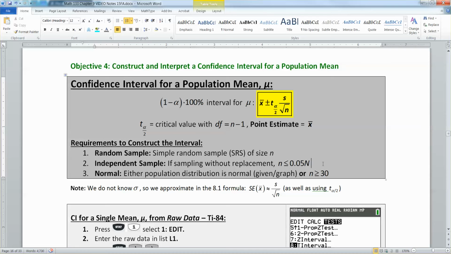But technically it's not true that it's independent, but we kind of fudge it and say, yeah, it's close enough, right? As long as your sample size is small, less than 5% of your population size, it's close enough, we'll count it as independent. And don't forget that if you're sampling with replacement, then we don't even care, right? With replacement is always independent, at least for our purposes.